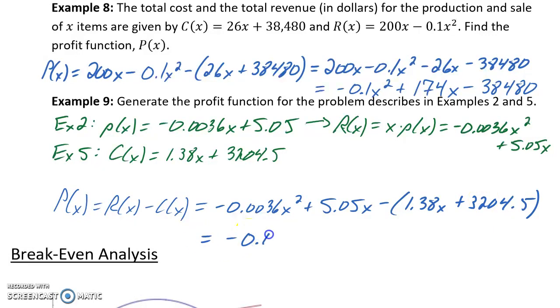Combining like terms then would give us plus 3.67x minus 3,204.5 and gives us our final profit function.